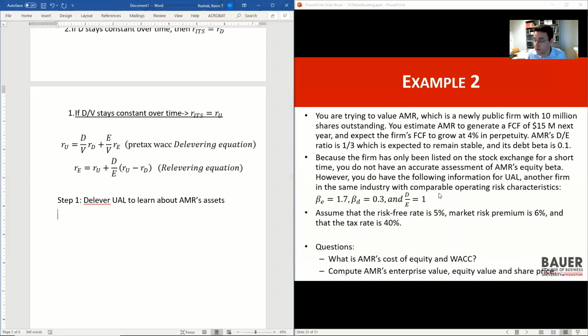We have a lot of information on UAL. We know what their debt to equity ratio is, their betas, so we can infer what's going on with the assets. We have the betas here, so I'm just going to use the delevering equation with betas. Remember, if you can delever with returns, you can just replace all of the returns with betas. So that's what I'm going to do just to save a step here.